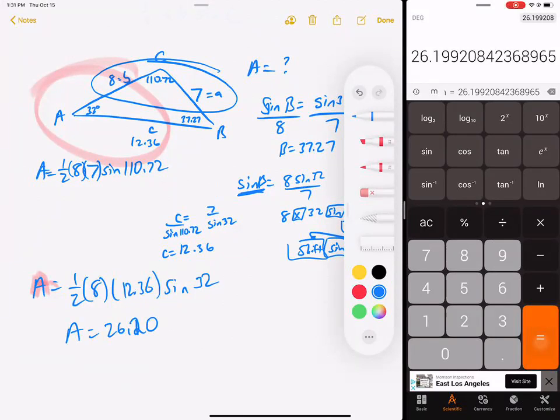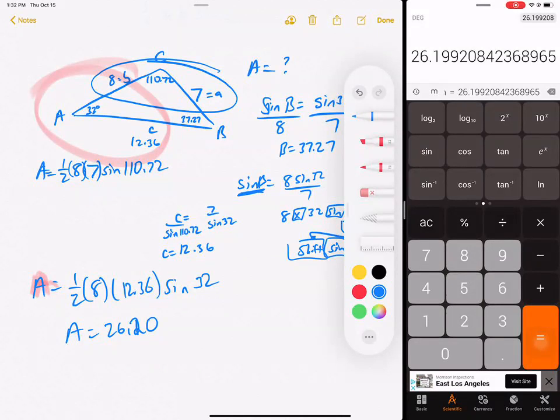Did anyone get a similar answer for our last problem, for our last area? 26.27, pretty close, right? And the reason why it's a little off is because of our round-off error, but pretty darn close. All right, thank you.